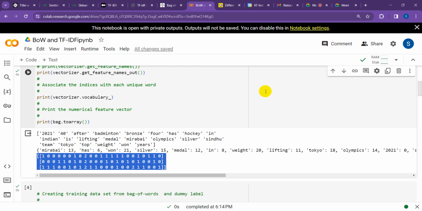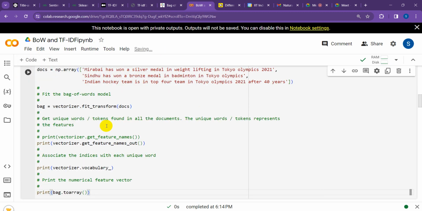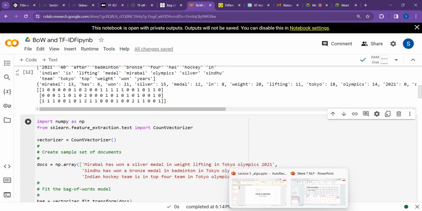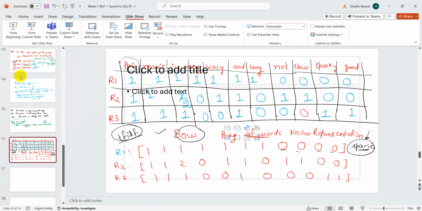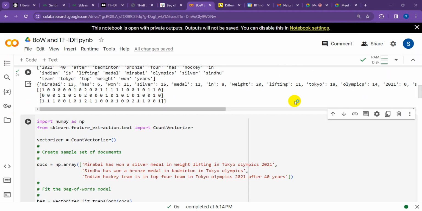Okay, now if we want to do the same example for the sentences that we took, let me write those sentences. What were those sentences? And let us check whether we got the same output or not. This movie is very scary and long.